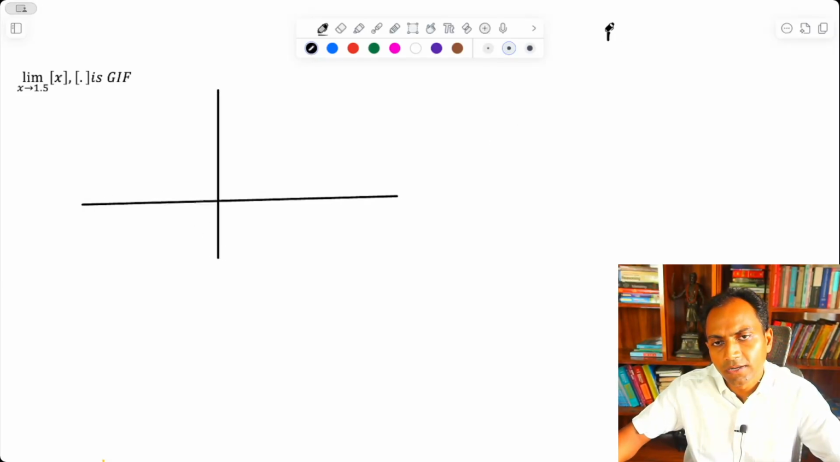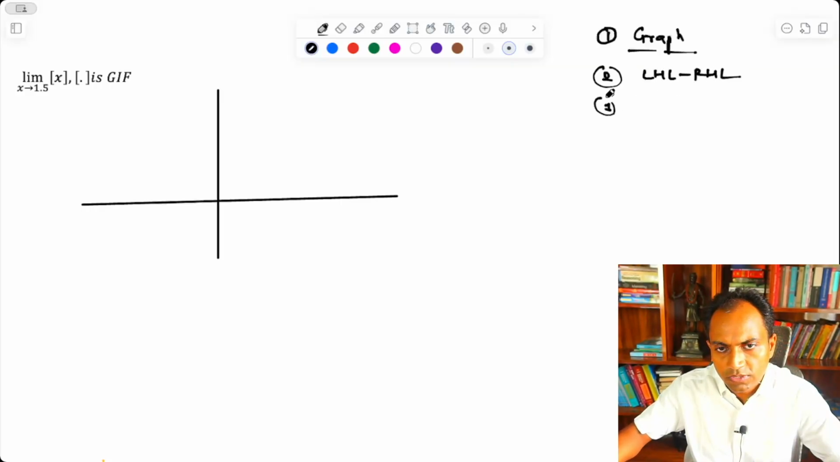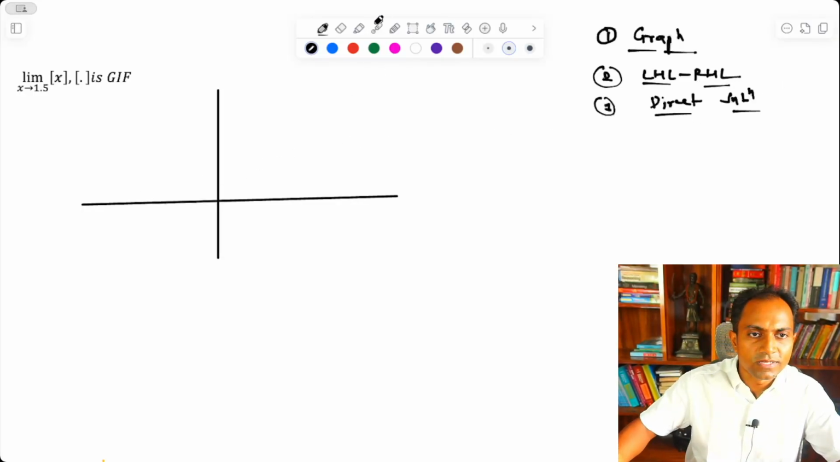three techniques into our belt. The first technique is the graphical technique. I showed the first of the questions using a graph. The second technique is the LHL RHL technique, and there is one more thing that I told you, which was direct substitution. In very specific scenarios, you are going to use each of these techniques. Okay. Now, once you have this, let us draw the graph.